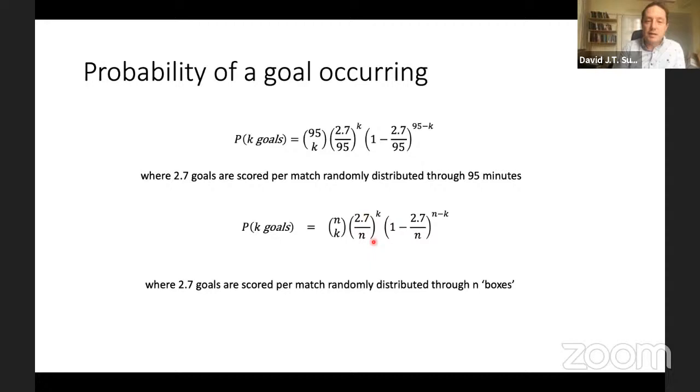This is the probability that a goal occurs in a particular box. This is the probability that a goal doesn't occur in a particular box. And multiply these two together in the binomial distribution. And then we can do quite a nice thing.